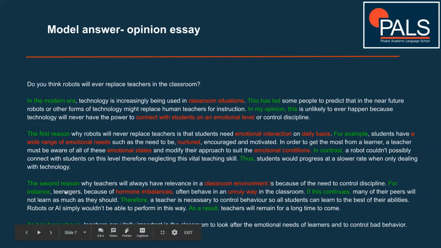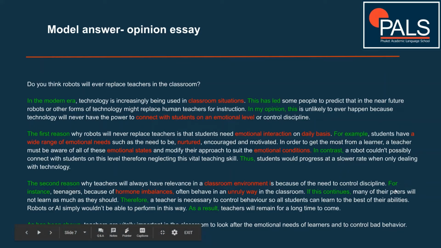Body two, again, notice we have the first reason, we have the second reason, because we've got two reasons here that directly support our opinion. Okay, reason one that supports our opinion and reason two that supports our opinion from the introduction. The second reason why teachers will always have relevance in a classroom environment is because of the need to control discipline. Okay, notice that link straight directly into this idea here.